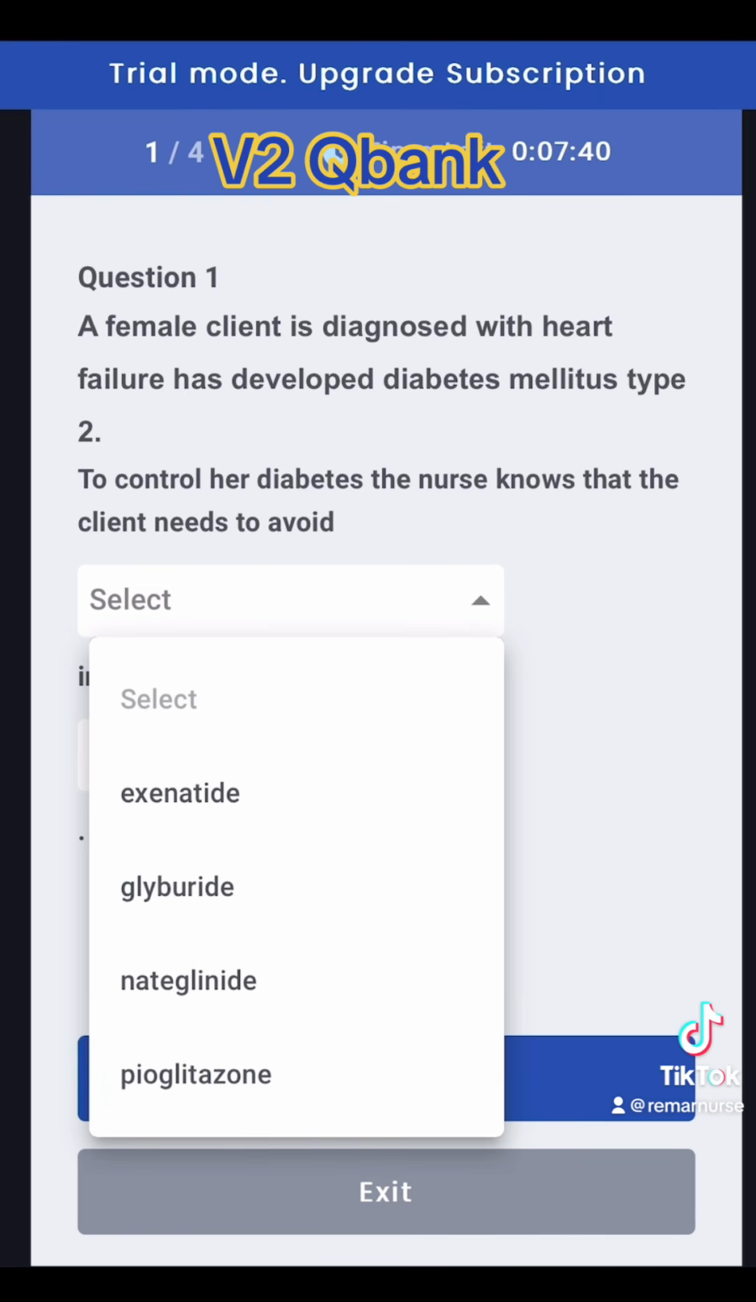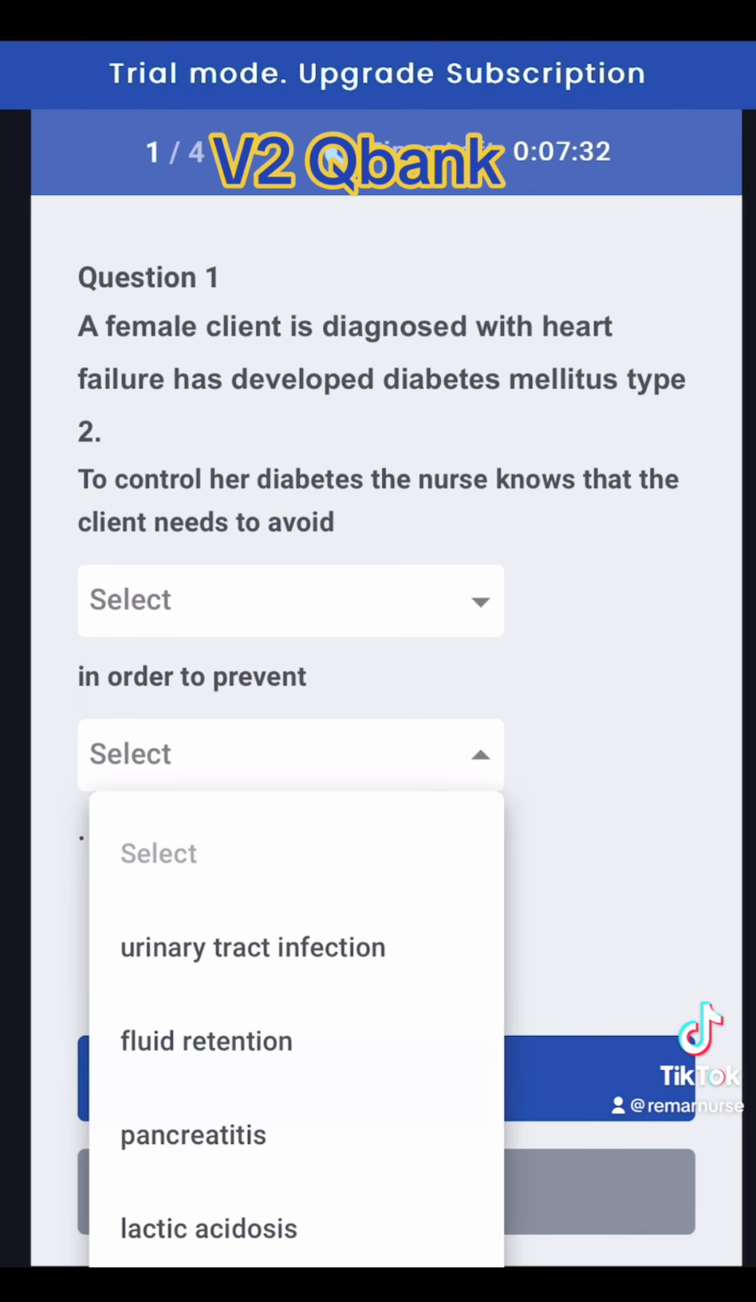Oh, okay. A list of medications. Exenatide, glyburide, nateglinide, and pioglitazone. Now, you might not be familiar with these, so let's see what we're trying to prevent. We're trying to prevent, is it urinary tract infection, fluid retention, pancreatitis, or lactic acidosis?